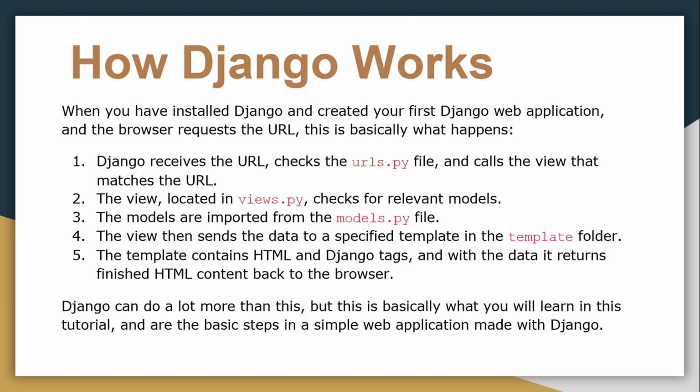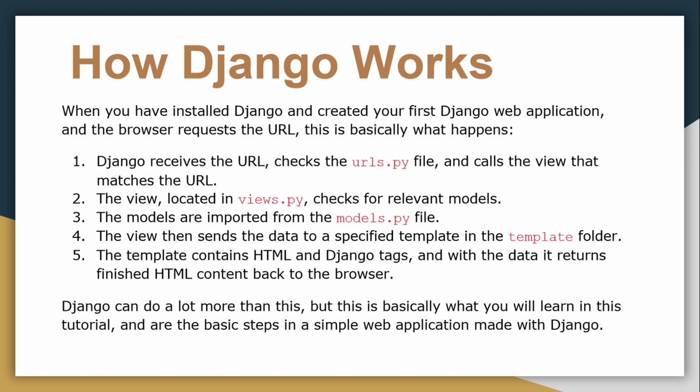Now the views, which are located in the file called views.py, will check for relevant models. The models are imported from the models.py file into the views, and then the views send data to the specified template in the templates folder. The template, containing the HTML and the Django tags, with the data, will return the finished HTML content back to the browser.